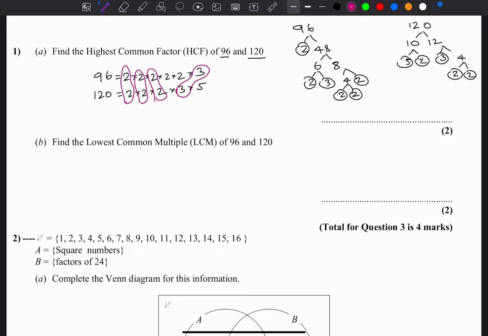So your highest common factor is 2 times 2 times 2 times 3. 4, 8, 24. So 24 is your highest common factor. For the lowest common multiple, you take the highest common factor, which is 24, times by the ones that are not circled, 2, 2, 5. 24 times 2 is 48. 48 times 2 is 96. Then times by 5 is 480. So the lowest common multiple is 480.